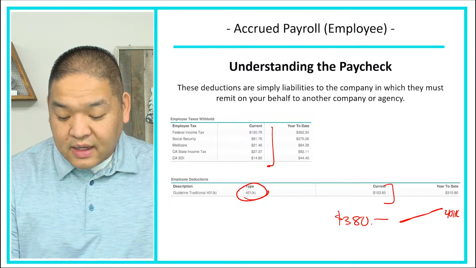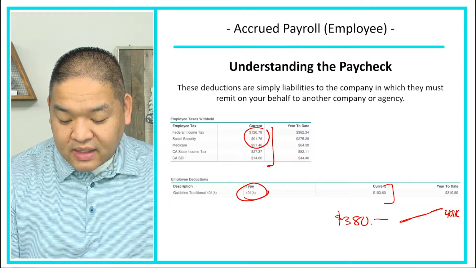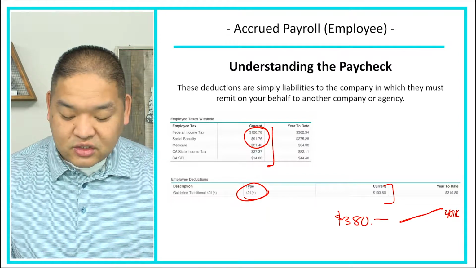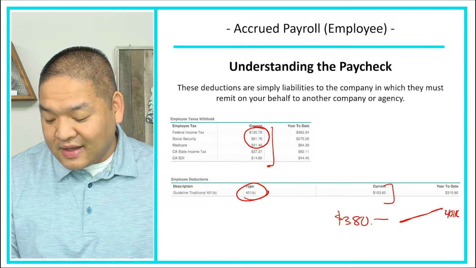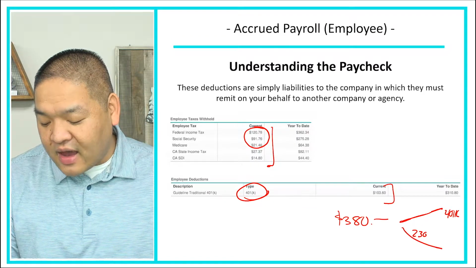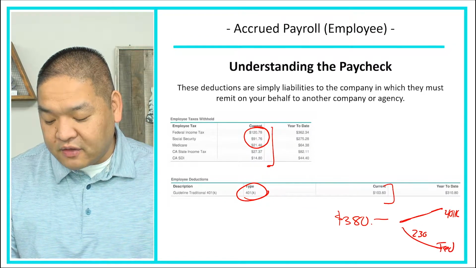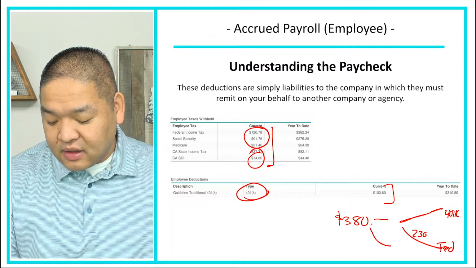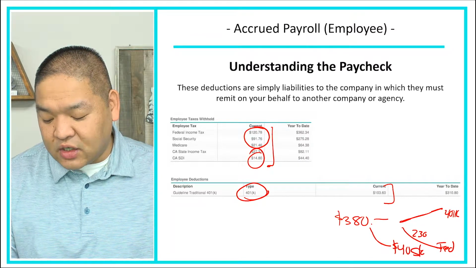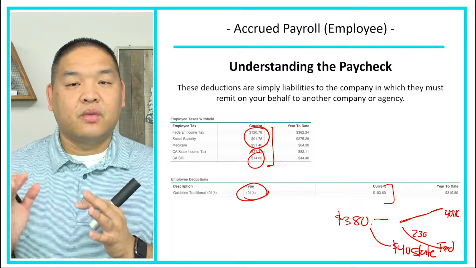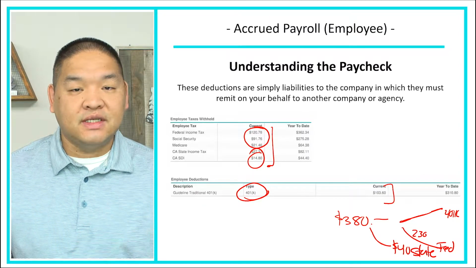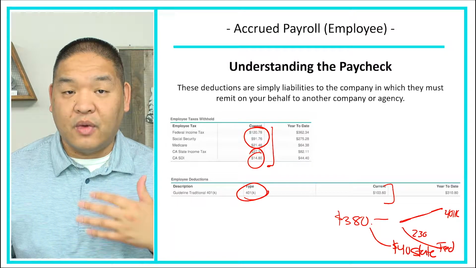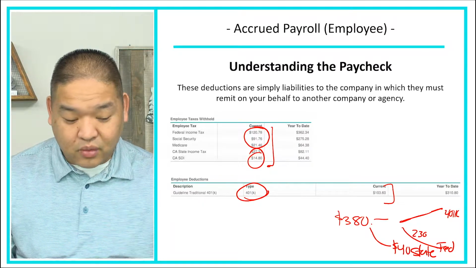And then it looks like this right here, that's $230. About $230 of that will go to the federal government. And then you've got $40 here for the state. So again, we're going to make sure that we remit those to the agencies that we are withholding them on your behalf as an employee.